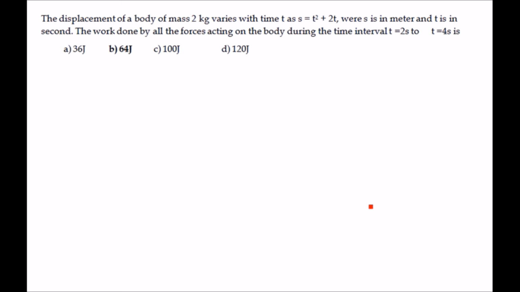The work done by all the force acting on the body during the time interval t is equal to 2 to t is equal to 4 seconds. Again, from this problem, you may also easily infer that this problem should be solved by using the work energy theorem, as the displacement is given in respect of time t. So if we differentiate the displacement, we get the velocity, and the work done will be equal to the change in kinetic energy as per the work energy theorem.